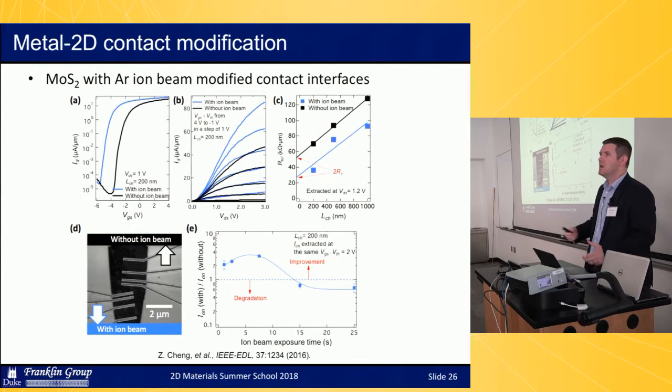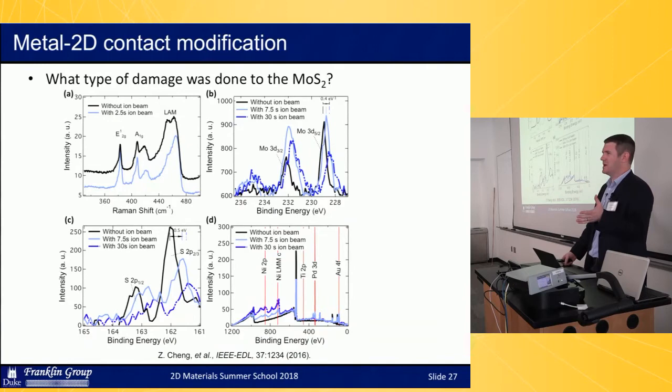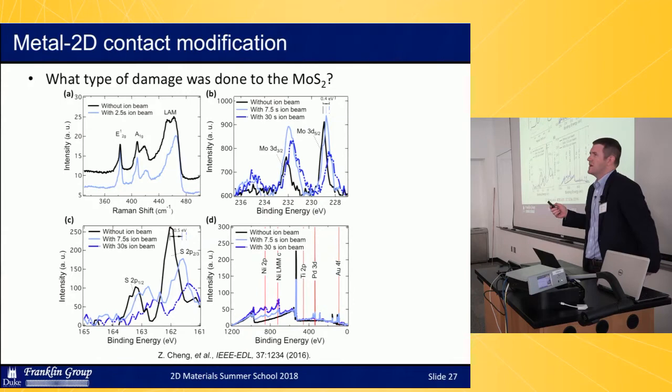Of course, there is going to be a transition point where you do more damage than good, and that is seen here where you expose above 10 seconds or so and you start to actually create more defects and maybe lateral transport issues than you're solving in terms of contact injection benefits. So what is actually happening here? Obviously, you're purposely generating defects and damaging the material, and that's what this analysis shows through some Raman and XPS data. But the most important takeaway from this slide is that in the XPS data, we learned that there was more than just the metal we had intended to deposit going down onto the surface.